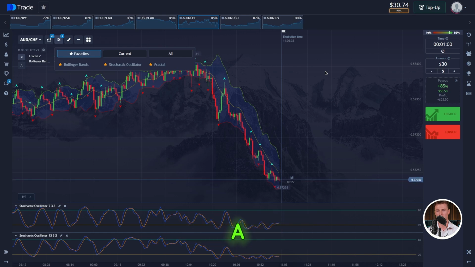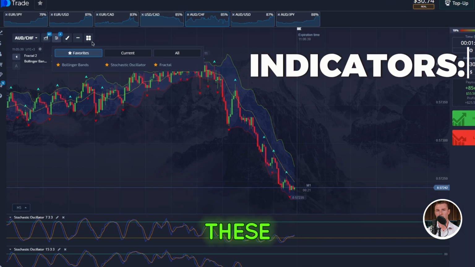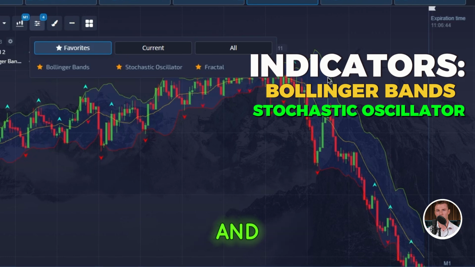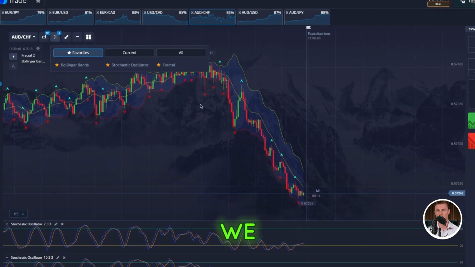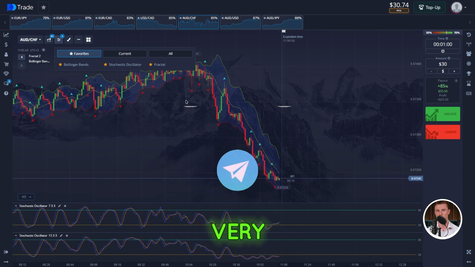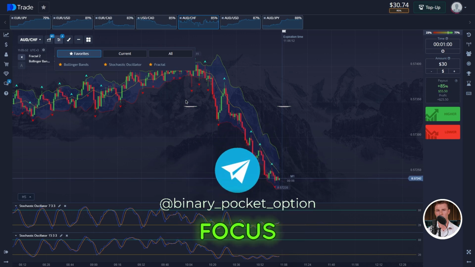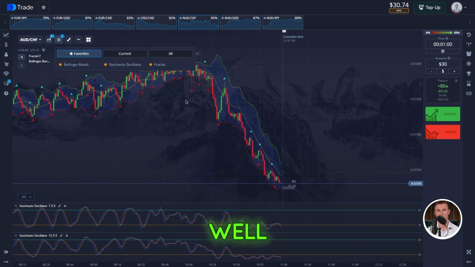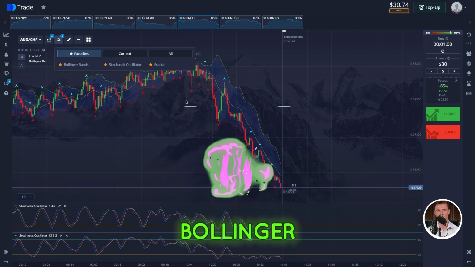Today, we have a selection of these indicators. These are Bollinger Bands, Stochastic Oscillator, and Fractal. Today, we will trade in a combination of these indicators, and overall, this is a very good strategy. We will focus on pullbacks of the movement, on trend movement, and in general, we will also be able to navigate the flat dynamics well according to the settings of the Bollinger Bands.